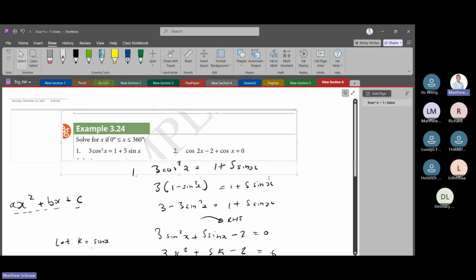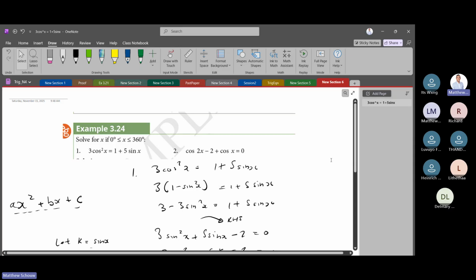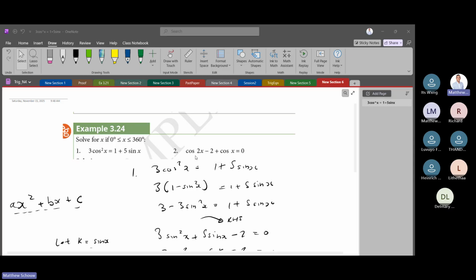Okay, so what you guys can do for me now, try this one, right? Again, the main point is to get one trig ratio in for these ones.